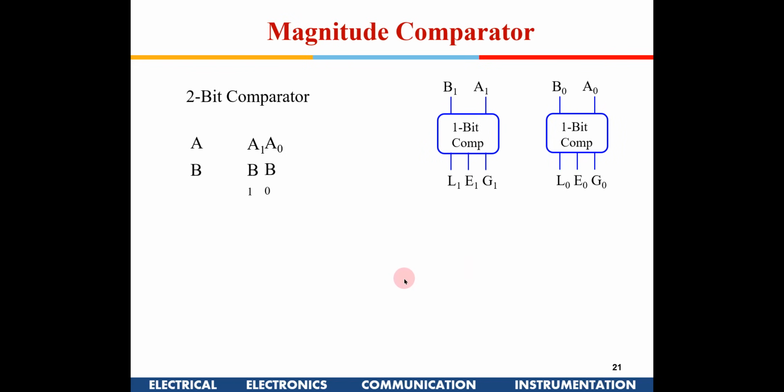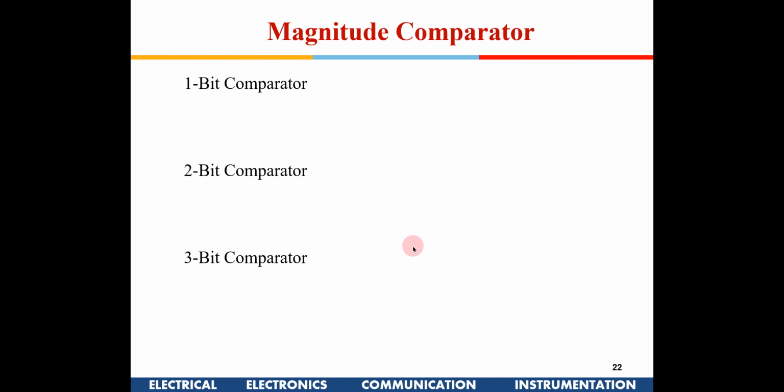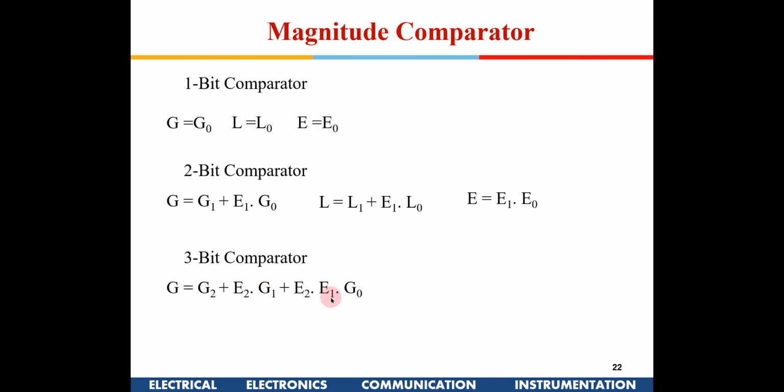And the same is the case for the less than signal. If the first bit itself is less, then it will be less. Or if it is equal and here it is less, then it is less. So the less than circuit also has an AND and an OR. L1 is from the significant bit, and if the significant bit is equal, then you go to the next significant bit and check the L0 condition. Now I can keep expanding this logic for a 3-bit or a 4-bit comparator, like that.